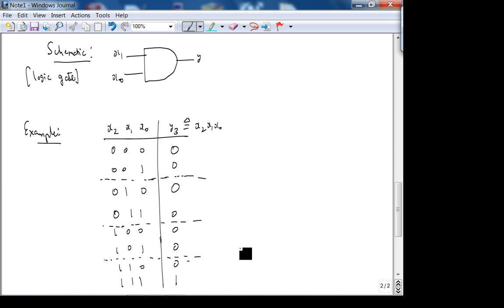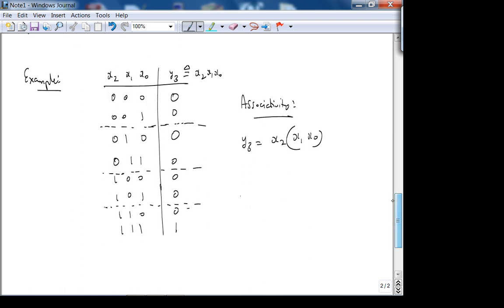Correct. So you actually used a mathematical property to figure this out. What is it? Not multiplication. Yes, what is it? Associativity. So basically, you all probably said, okay, I can AND x1 and x0 first, and then AND it with x2.